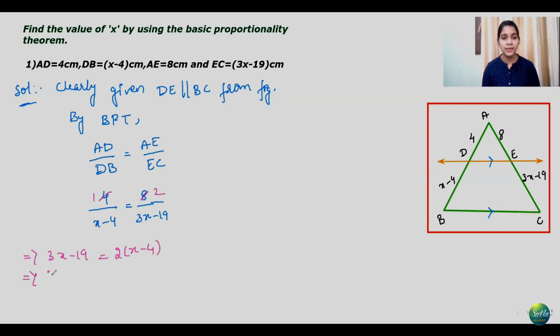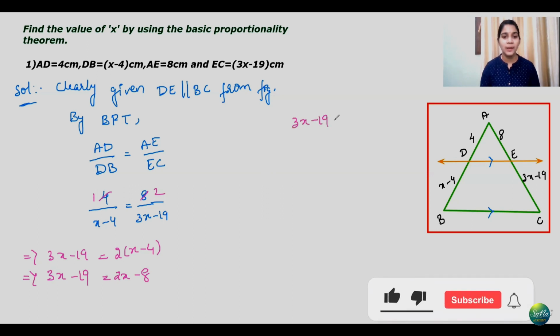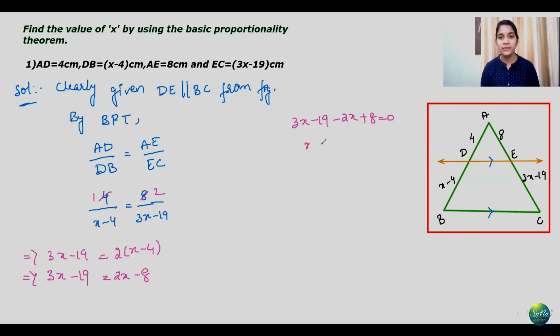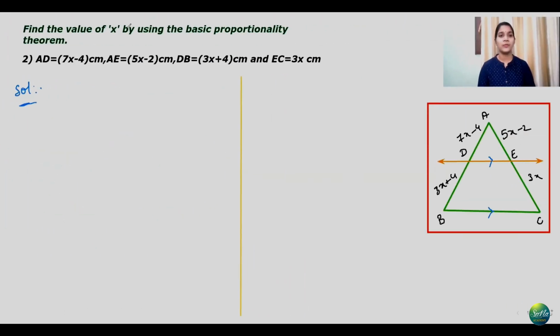Keeping the LHS as the same, 3x minus 19, and taking the RHS as 2x minus 8. So we transfer all the quantities to one side. So we get 3x minus 19 minus 2x plus 8 is equals to 0. Then x minus 11 is equals to 0, which gives me x value as 11. So in this way, we can find out the value of x.